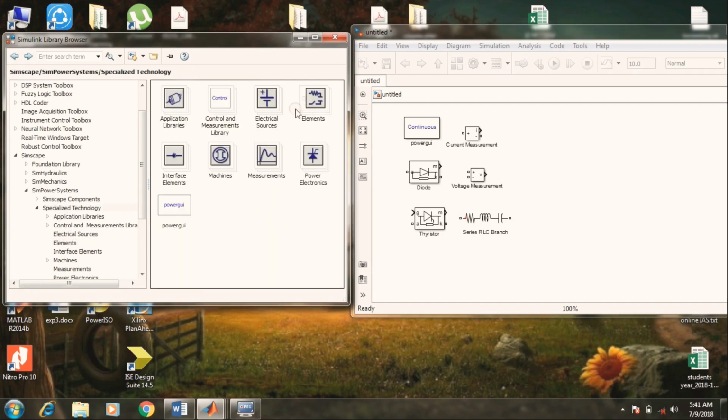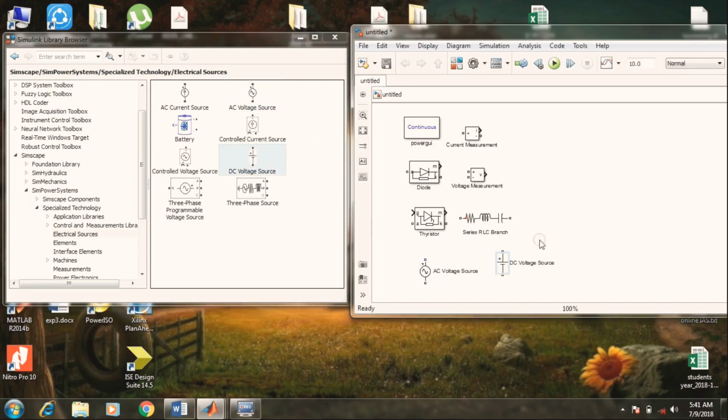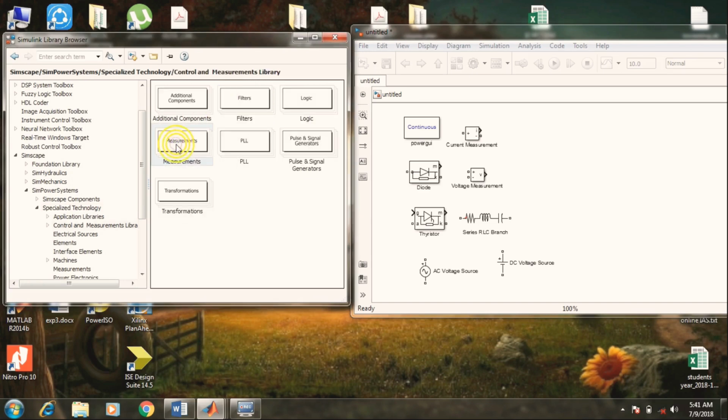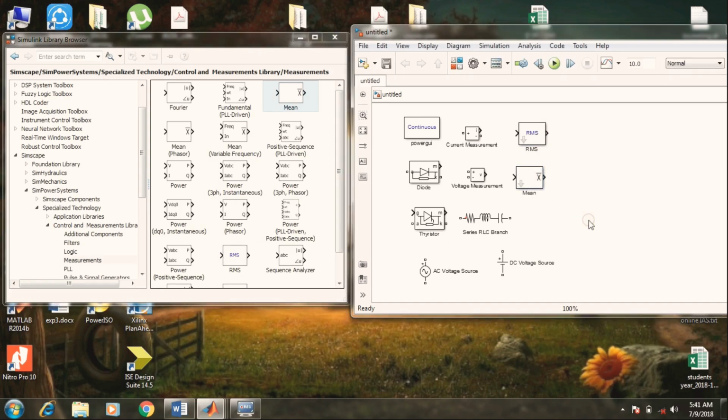Okay, go back. Electrical sources: AC voltage, so single phase AC supply. Next, for E load, DC voltage source. Go back. Next, in control and measurement blocks, in measurements, we will collect the RMS and mean blocks. These two. Next, this is over. From here, I think we have collected all the blocks that are required.